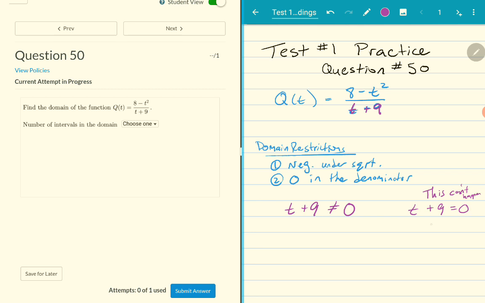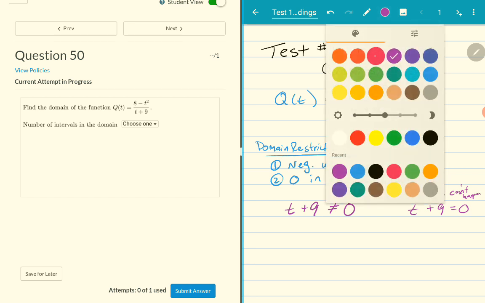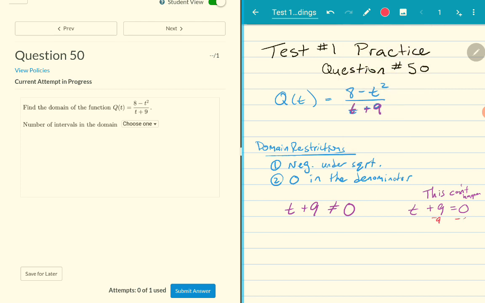So solving for that, I subtract 9 from both sides, and I get t equals negative 9. So if I plugged in a negative 9 into that original equation, I would get 0 in the denominator. So that's undefined, right? So that tells me I shouldn't have put a box around that, because my final answer is t is not equal to negative 9.